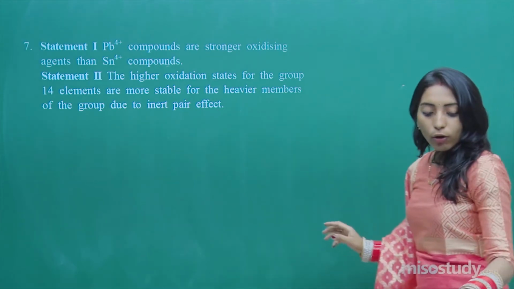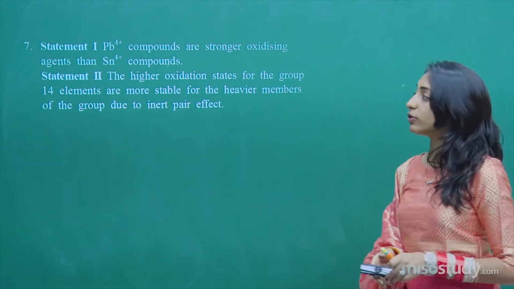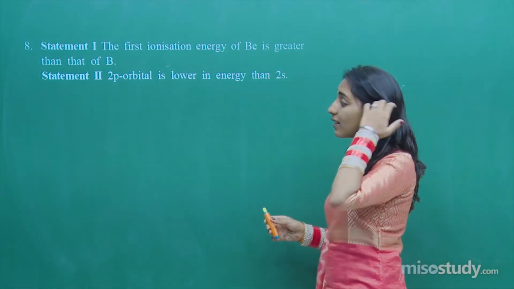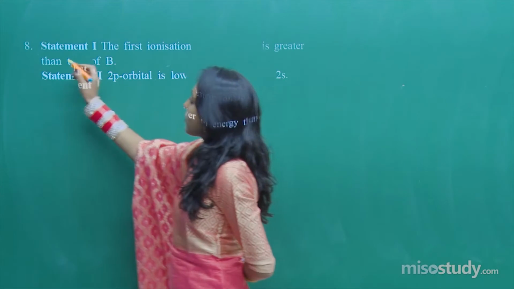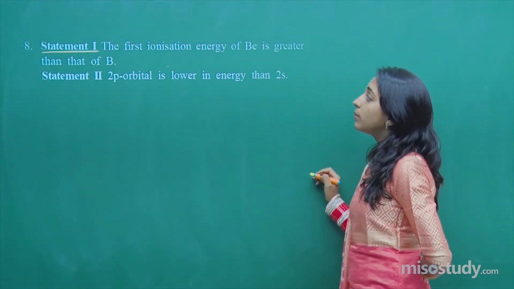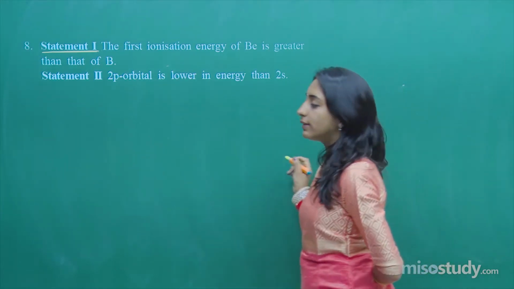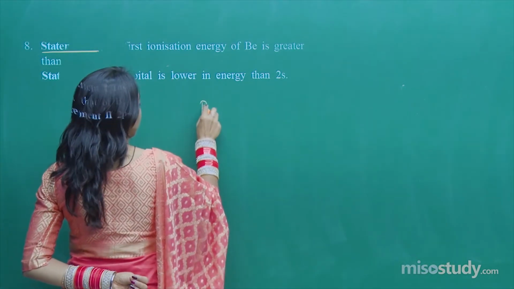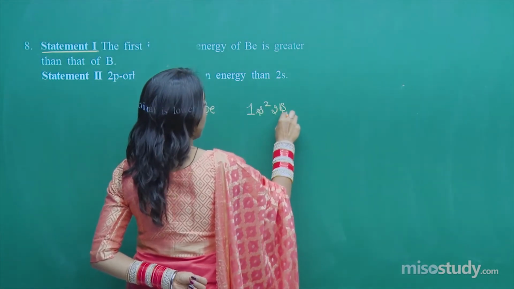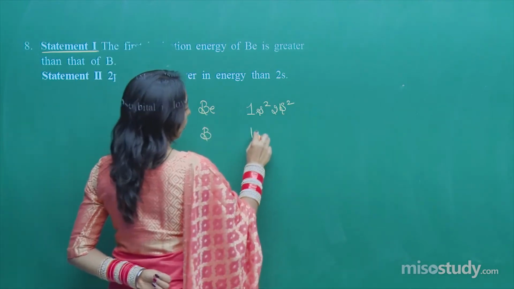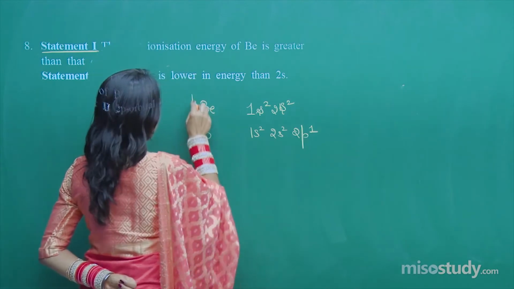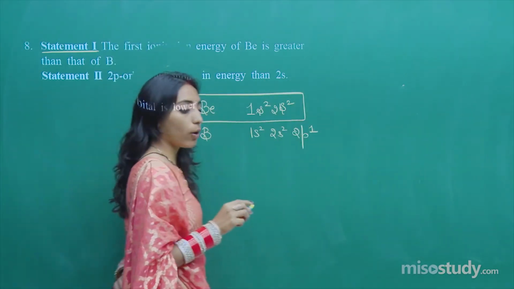Okay. So now moving on to our next question, which is question number 8. Once again, this question number 8 is a statement question. The first statement says that the first ionization energy of beryllium is greater than that of boron. Let's see. So we have beryllium 1s2, 2s2, boron 1s2, 2s2, 2p1. Yes, this is quite an obvious statement.